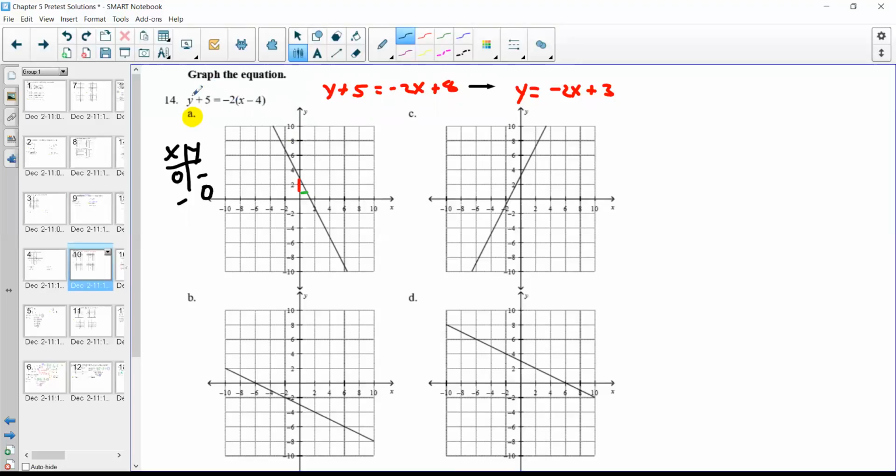Or what I did is I took this, I distributed my -2. So I have -2x plus 8, negative times a negative is a positive. And then I put it in slope-intercept form so that I could see the slope and the y-intercept. So the y-intercept is at 3, and the slope is -2, which would be 2 down and 1 over.